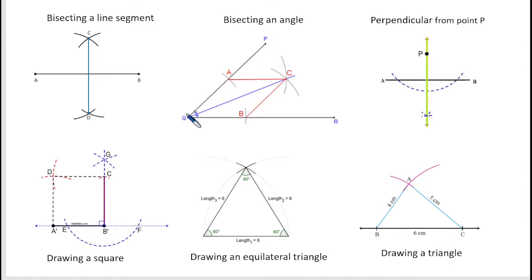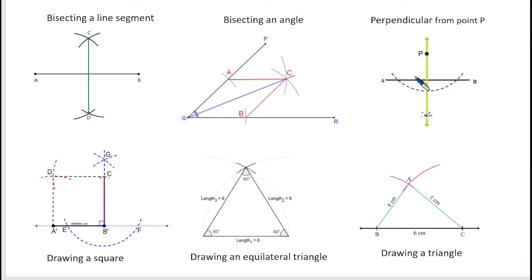Now bisecting an angle, this is an angle here, angle PQR. So you draw an arc here, and from this point you again draw an arc. This is from A, you draw this arc, and from B you draw this arc. So you get this point here, and you join this point and this point. So this will bisect the angle.